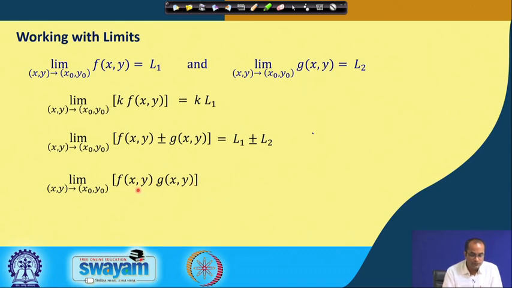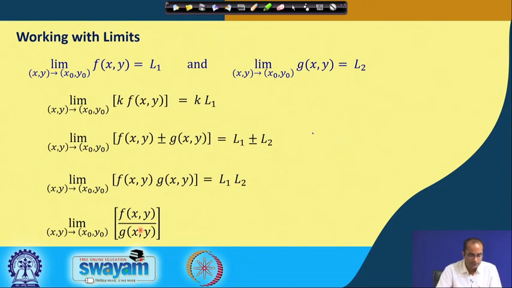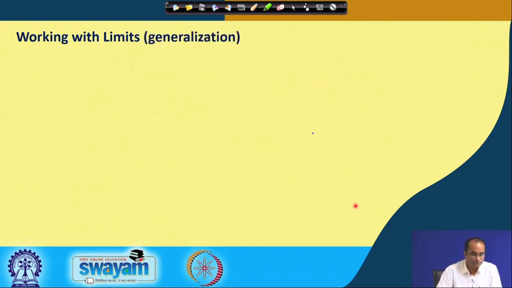Now, we have the product of the two functions f(x,y) times g(x,y). This will be the product of L1 and L2. If we have the quotient f(x,y) over g(x,y), in this case L2 must not be 0, because we cannot divide by 0. So, if L2 is not 0, then this limit will be L1 over L2, provided L2 is not equal to 0.